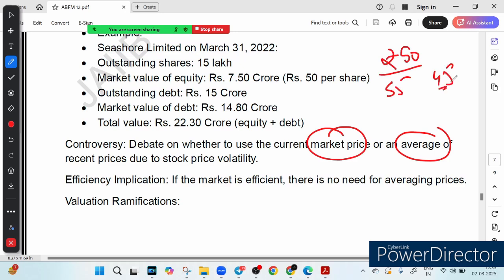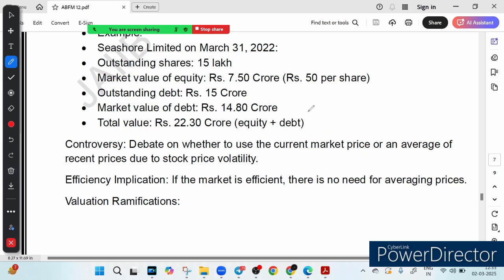The rule is quite simple: if the market is efficient, meaning the price reflects real value, the latest price is good enough, right? So there is no need for averaging the price. And if the prices are volatile, some experts suggest taking an average to smooth out the fluctuation. So the debate continues in the finance world.